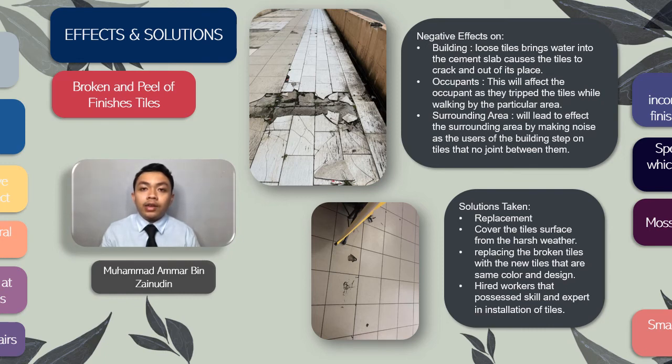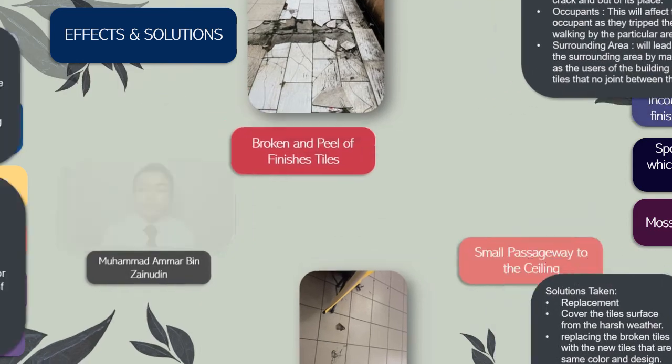Negative effect on surrounding area. It will affect the surrounding area by making noise as the users of the building step on the tiles that have no joint between them. Solution taken by replacement. By adding an extension of the roof that will cover the tile surface from the harsh weather. By replacing the broken tiles with new tiles of the same color and design to ensure the safety of the users. By hiring workers that possess skill and expertise in tile installation and using high quality material.